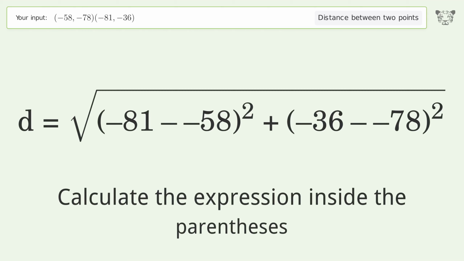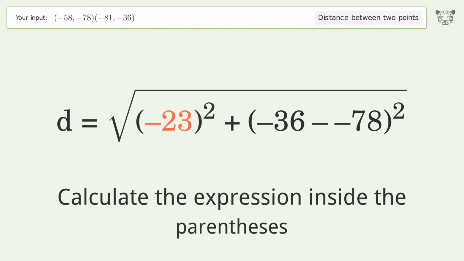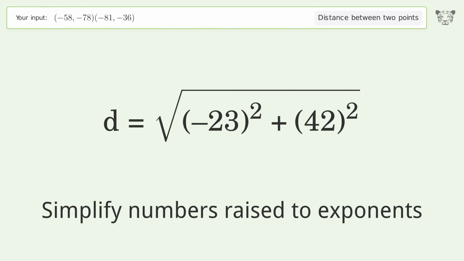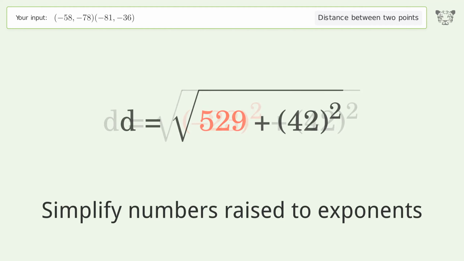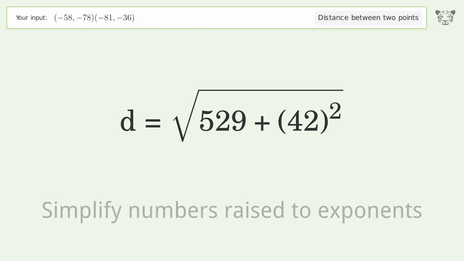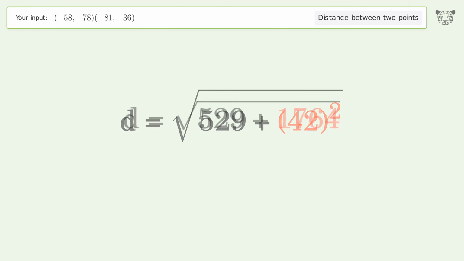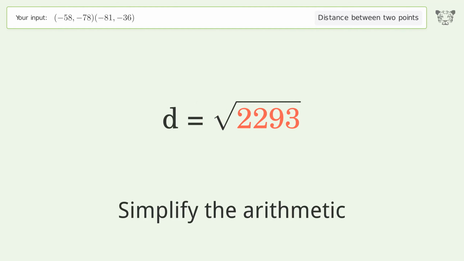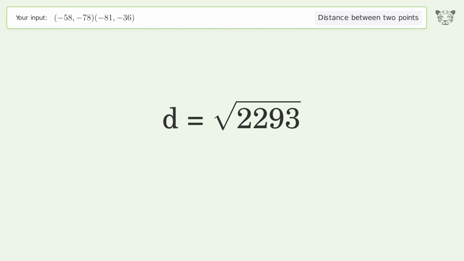Calculate the expression inside the parentheses. Simplify numbers raised to exponents. Simplify the arithmetic. And so the distance between the 2 points is the square root of 2293, or 47.885.